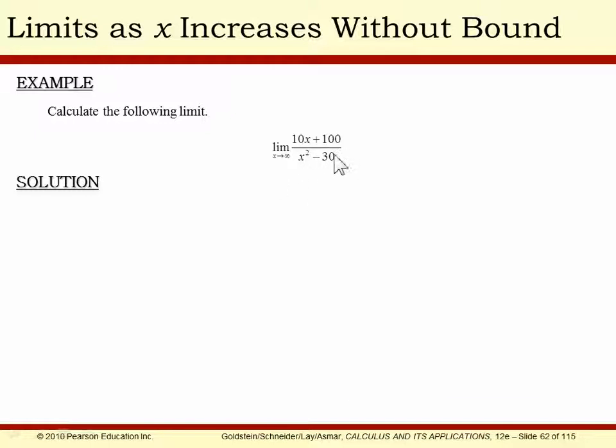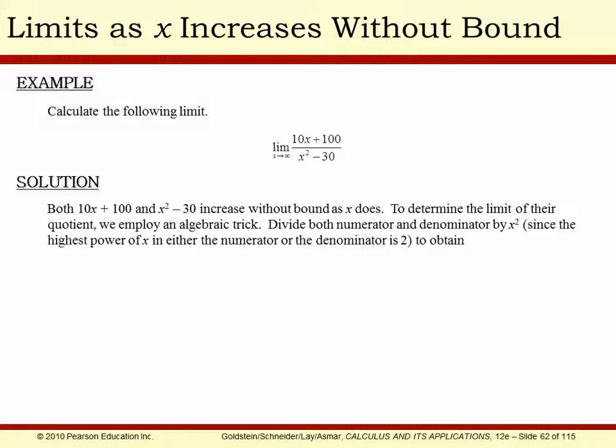So what we're going to do here is divide everything by x squared. It's just a trick. Sometimes in mathematics you just have to try things to see what works. This is a very common one. So what we're doing here is dividing everything by x squared.